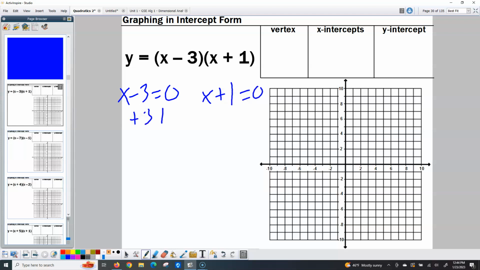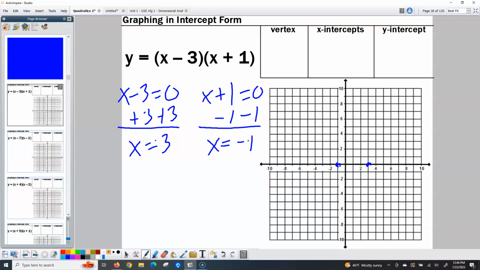And I'll add 3 over here, add 3. That'll be x equals 3. Subtract 1 and subtract 1. That would be x equals negative 1. So those are my two x-intercepts. Those are my zeros, really. So x equals 3 would be over here, and then x equals negative 1 would be right there.